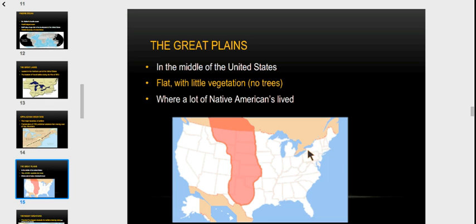The Great Plains. So again, if I'm moving east to west for major landforms in the United States, which I am, the Appalachian Mountains are going to be right here, and you have the Great Plains running right down the center. The Great Plains are very flat, very little vegetation. A lot of Native Americans live in this region. It's where we grow most of our crops right now in the United States.